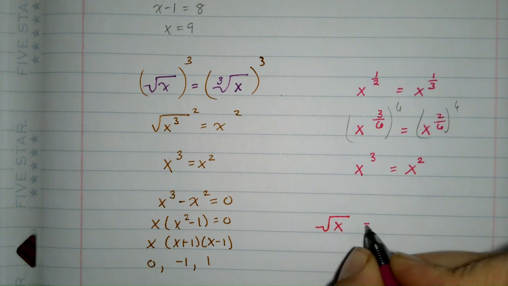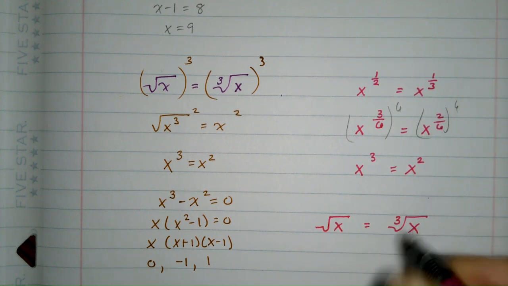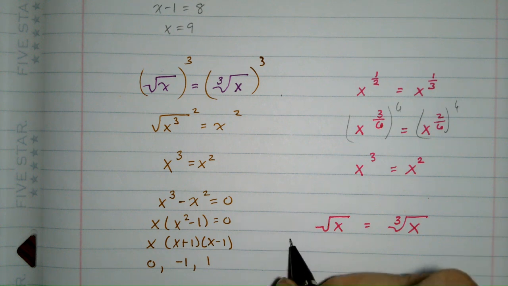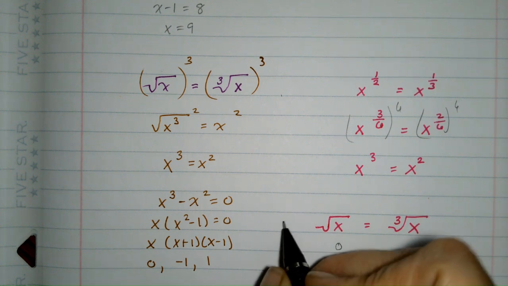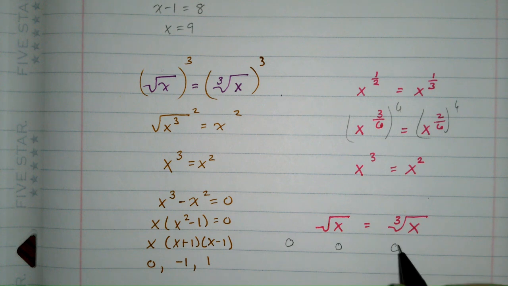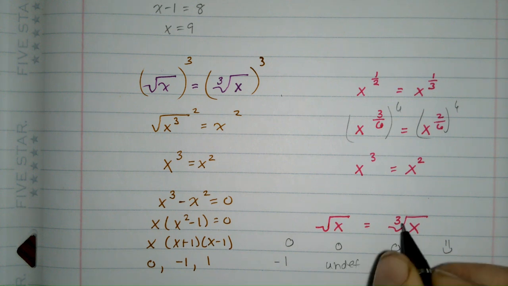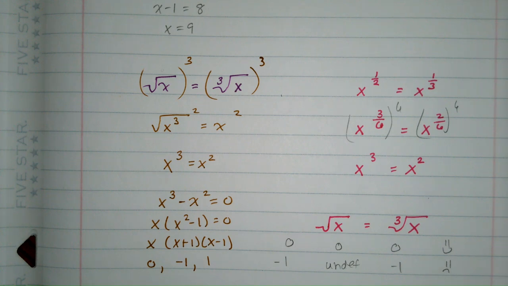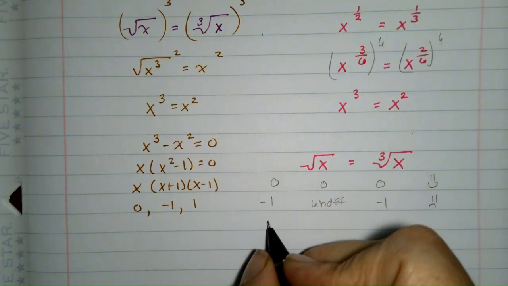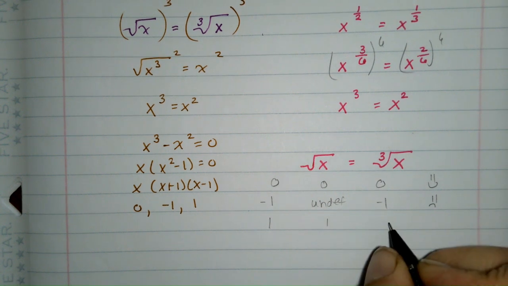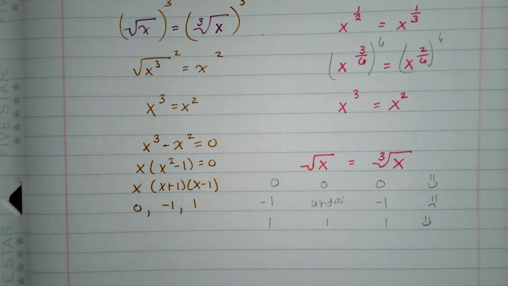Does the square root of x equal the third root of x? So when I check 0, the square root of 0 is 0. The third root of 0 is 0. It worked. When I check -1, the square root of -1 is undefined. The cube root of -1 is -1. That did not check. And when I check +1, the square root is 1, and the cube root is also 1. So -1 is extraneous. The other 2 were verified.